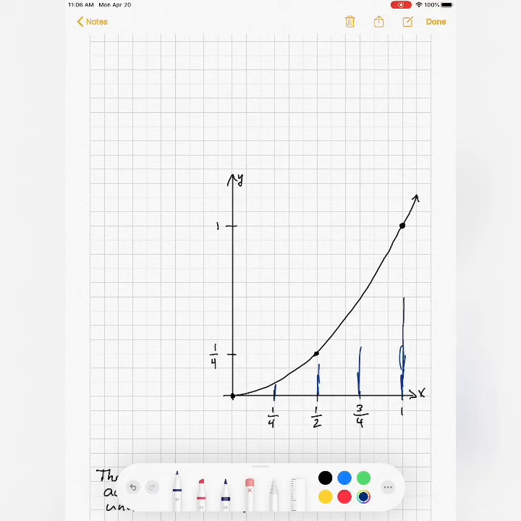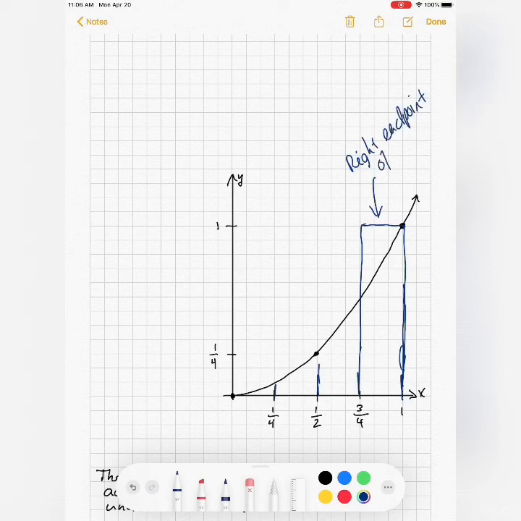One idea would be, if I start on the right side of that rectangle and I end the rectangle there, then this is what that rectangle would look like. That would be if I was to use the right endpoint of the rectangle. So that's one idea. Then I'd have an overestimation of the area in that region. So what's another idea?